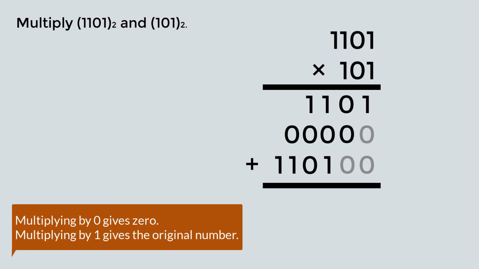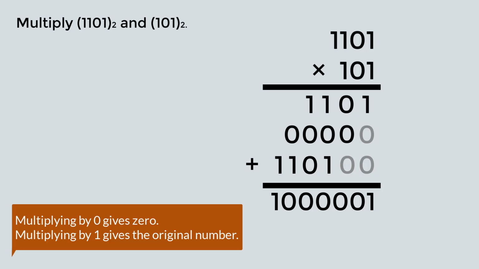1101 plus 00000 plus 110100 is equal to 1000001. So 1101 multiplied by 101 is equal to 1000001.